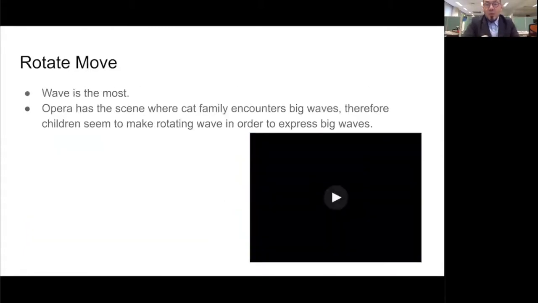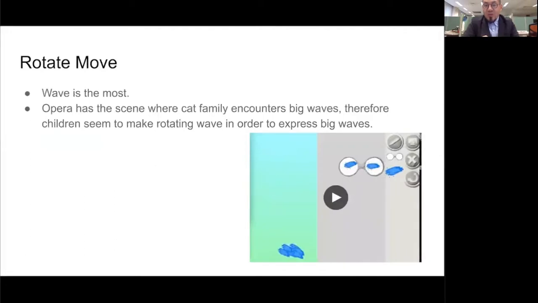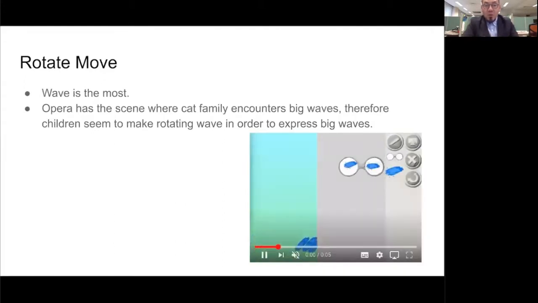When it came to the rotate move, the number of waves was the highest. Operetta has a scene where a cat family encounters big waves. Therefore, children might have made rotating waves in order to express this scene. This rolling wave represents the scene in which the cat family bumps into the big wave.